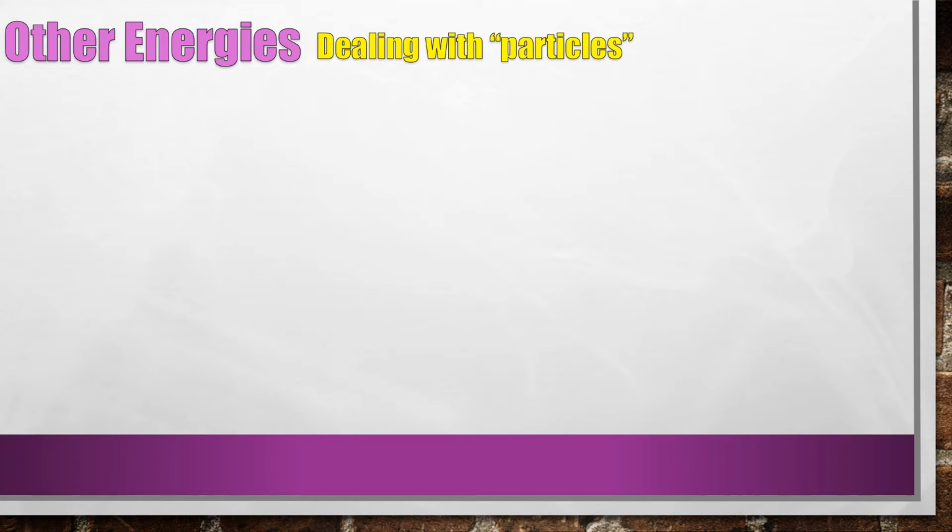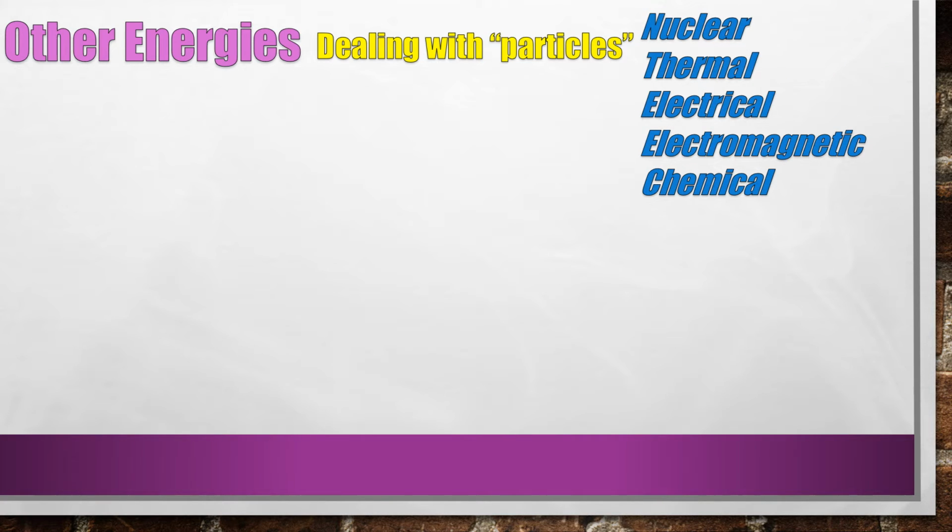Other types of energy then is when we start looking at the particles that are inside of objects. When we talked about particles, we talk about atoms and molecules. So the ones we're going to look at is nuclear, thermal, electrical, electromagnetic, and chemical.